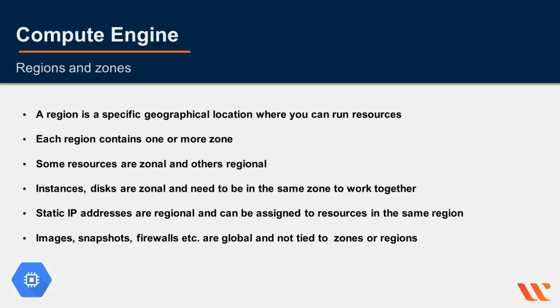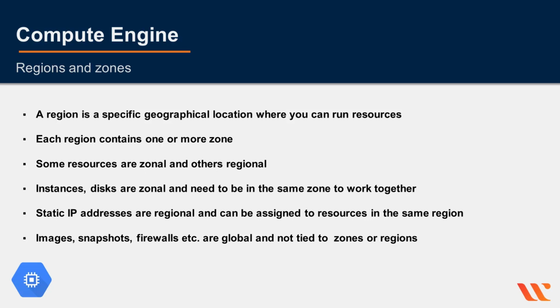A region is a specific geographical location where you can run resources. Each region contains multiple zones. Usually there are more than 3 zones. Some resources in GCP are zonal and others regional. What that means is some resources belong to a certain zone and other resources are tied to a region.